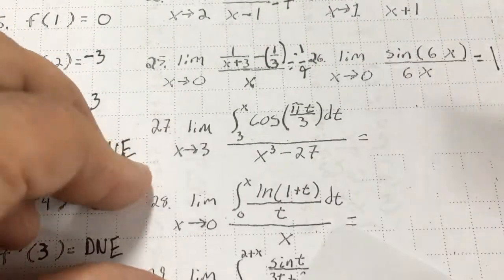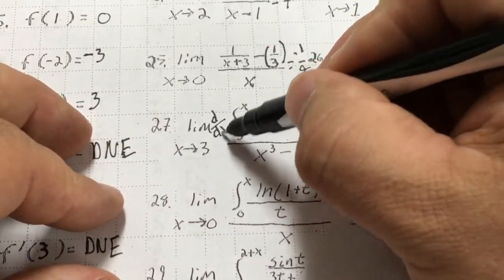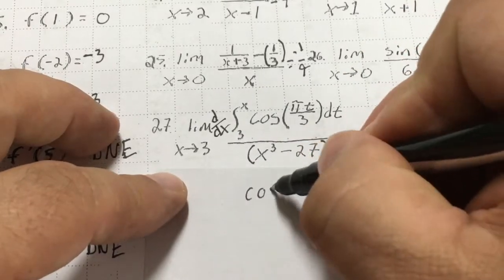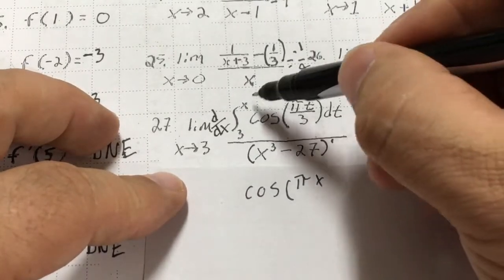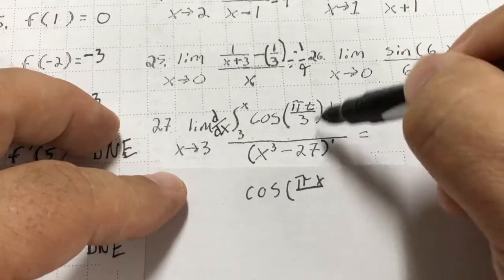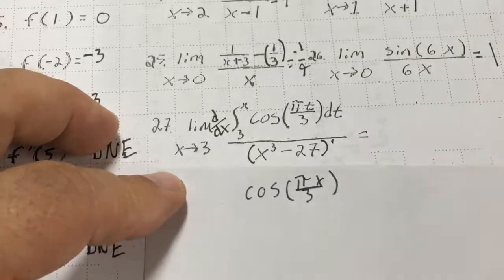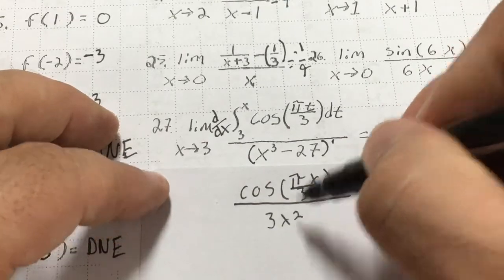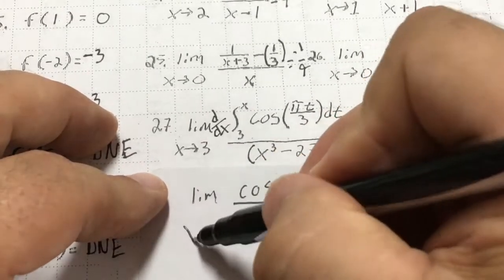So I have 0 over 0, I'm going to implement L'Hopital's rule, and I'm going to take the derivative of the top and the derivative of the bottom. And when I do that, it gives me cosine pi times x. You have to remember to plug that x in for t when you take the derivative of it. Over 3. No more dt, it goes away when you take the derivative. All over the derivative of the bottom, which is going to give me 3x squared. Now I still continue with the limit as x approaches 3.